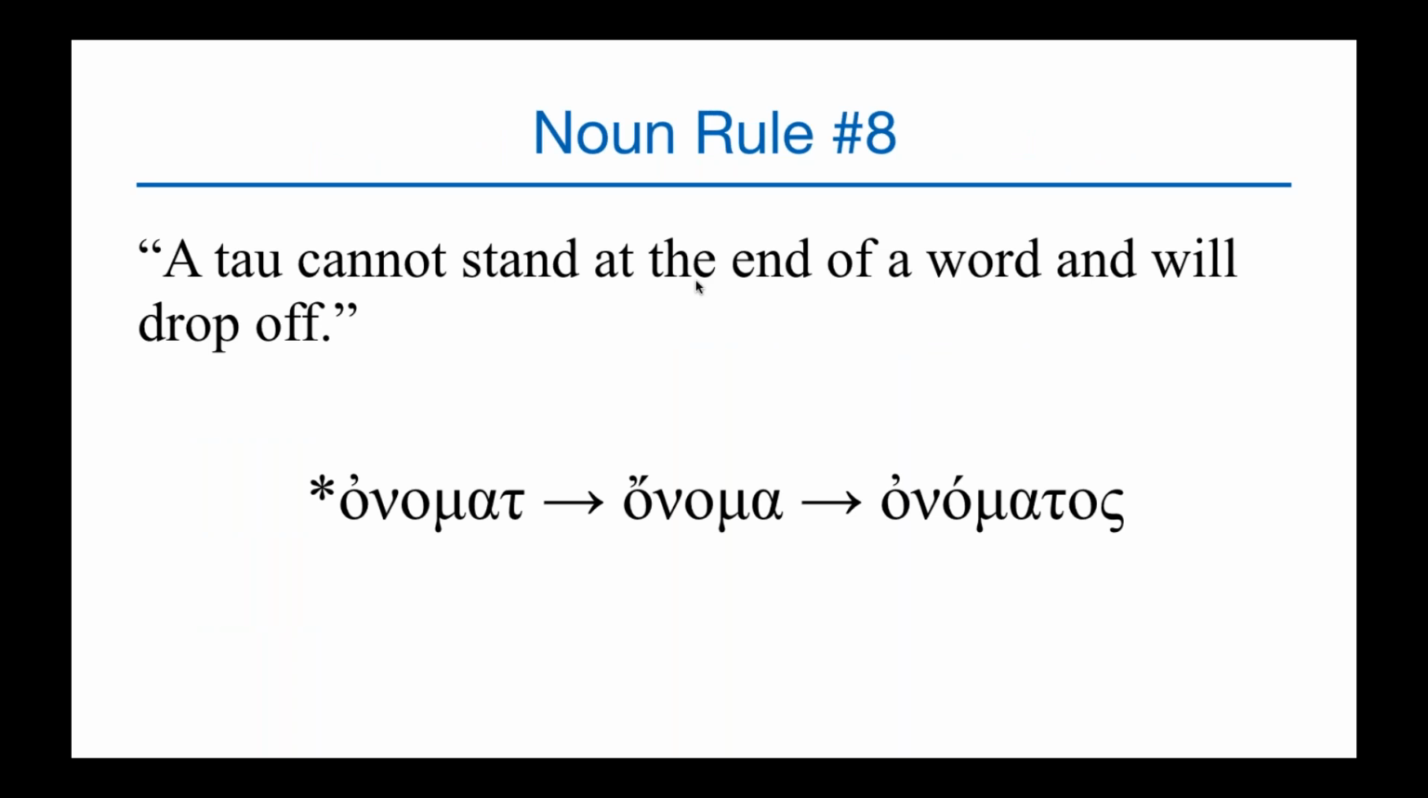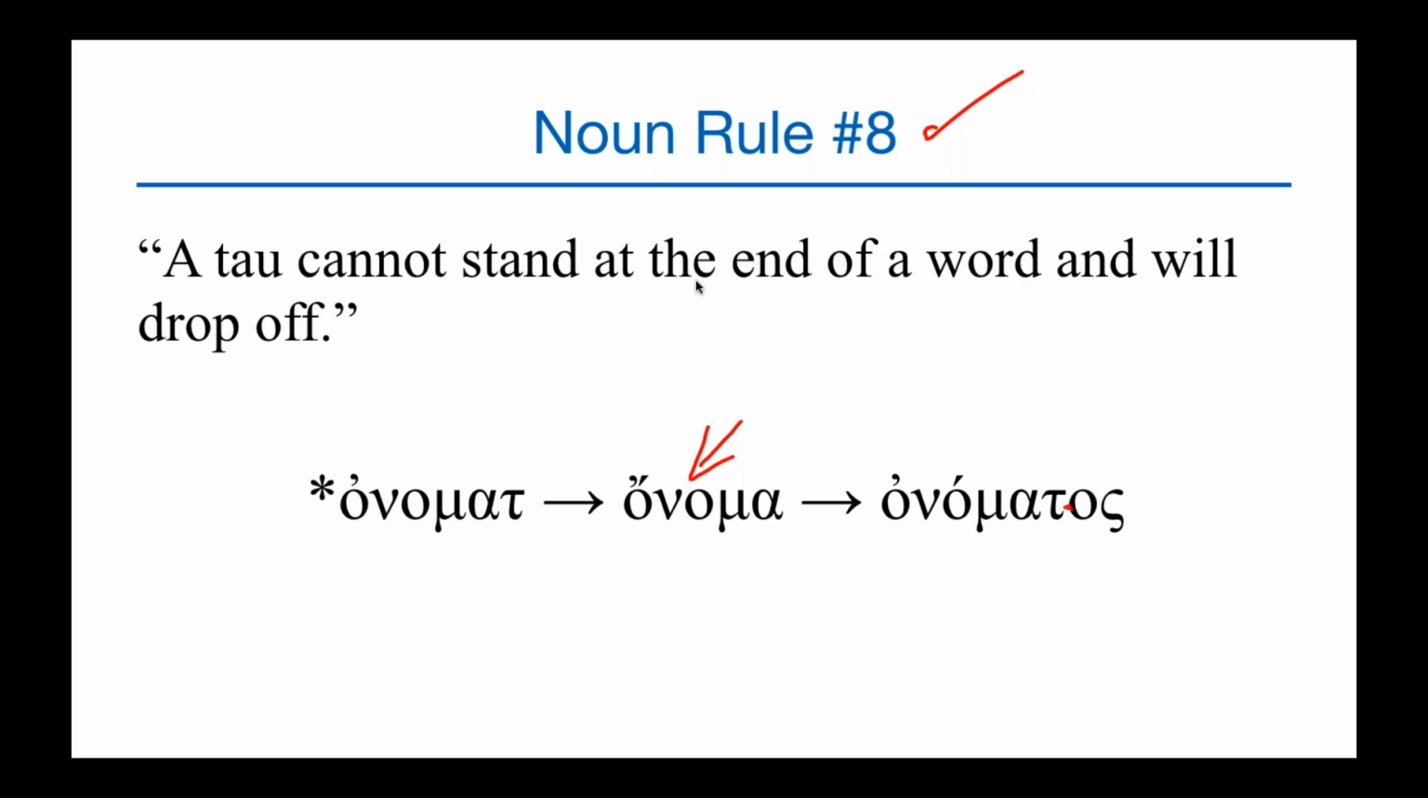We talked about this before, but he's got it labeled here as a noun rule. A tau cannot stand at the end of a word and will drop off. So animat becomes anima. And so anima is the lexical form, but the genitive form is animatos. One of my teachers said you always have to have a vowel between a tau and a sigma. And that, for whatever reason, stuck with me. So the way you get from here to here is based on this. And the reason why anima is the lexical form is working backward from this.